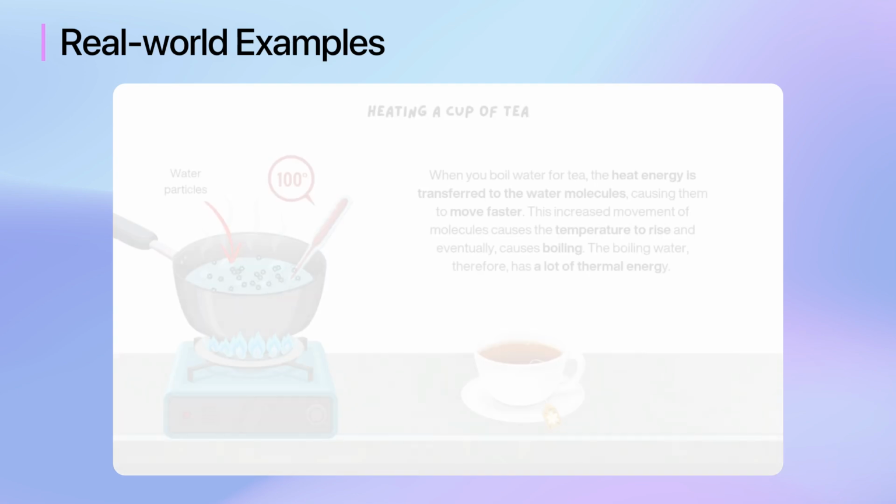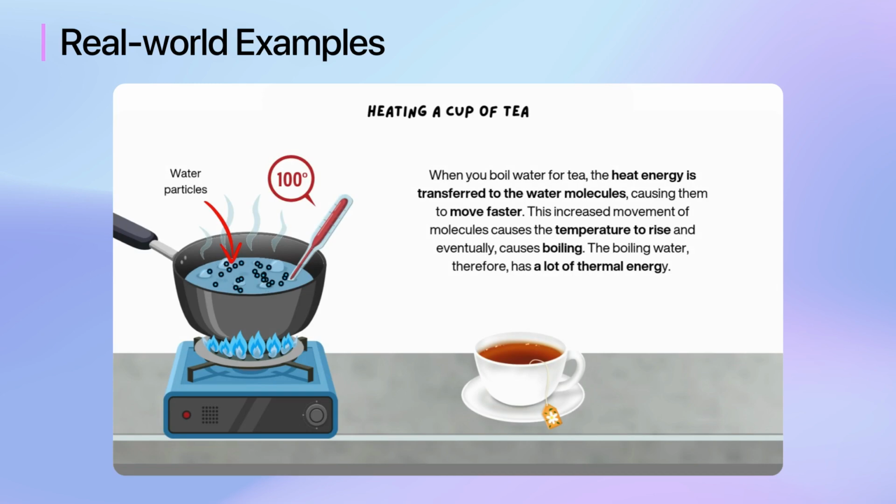Let us now examine how everyday objects and activities provide tangible examples of thermal energy in action. When you boil water for tea, the heat energy is transferred to the water molecules, causing them to move faster. This increased movement of molecules causes the temperature to rise and eventually causes boiling. The boiling water, therefore, has a lot of thermal energy.